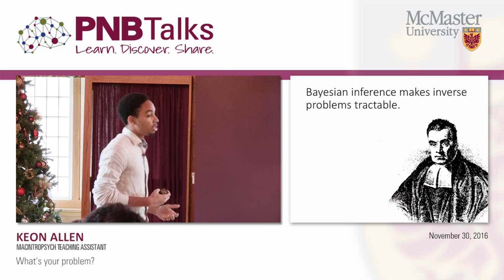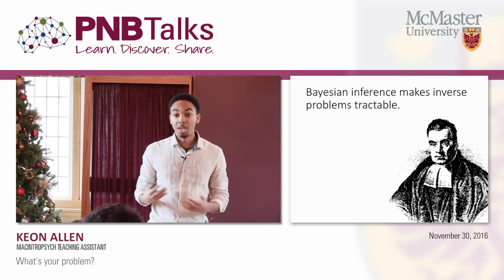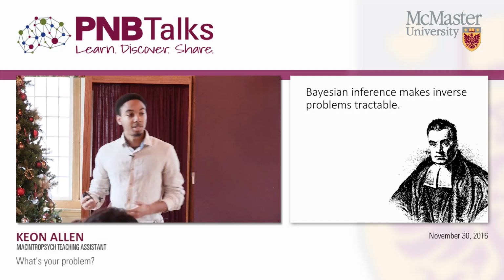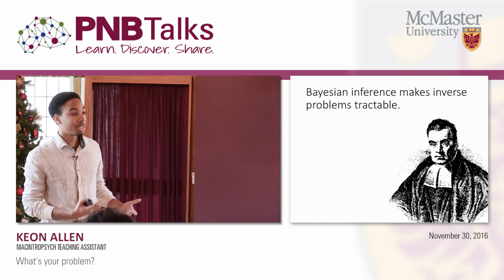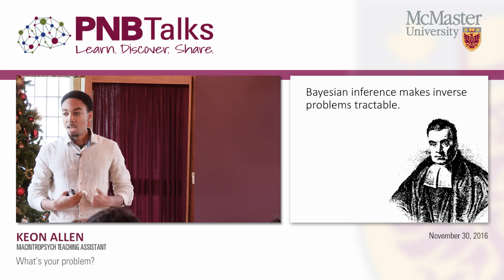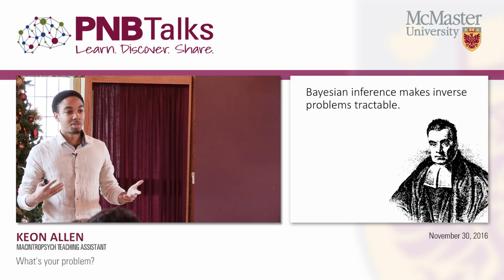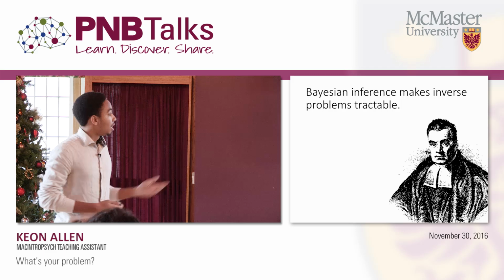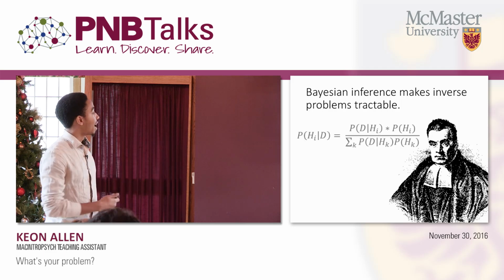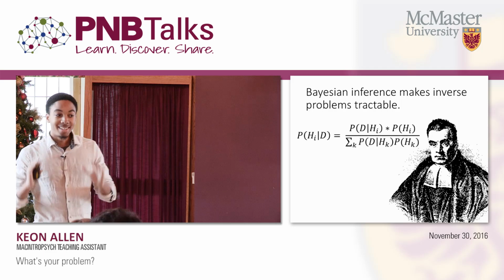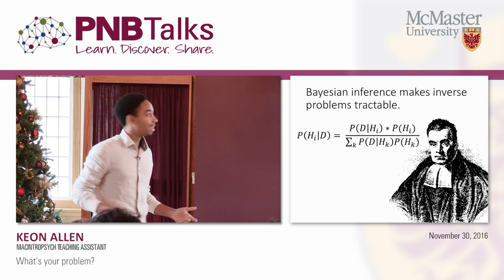One way that statisticians deal with the inverse problem is through Bayesian inference. Bayesian inference allows us to incorporate our prior experience and our present information in order to come to the most probable outcome. Named after Thomas Bayes, this is the actual formula, but the idea behind it is what is most important for us today.